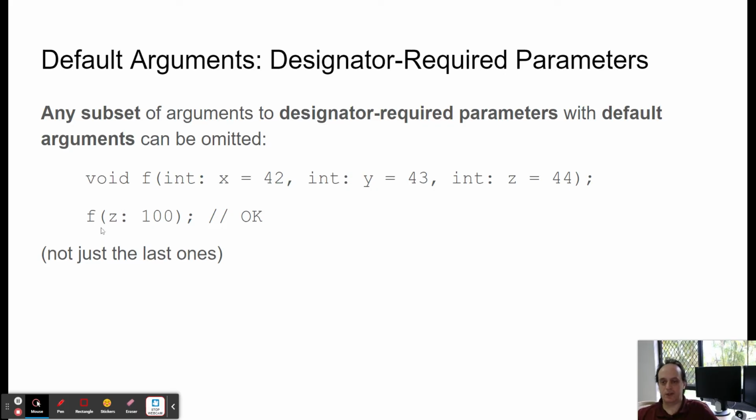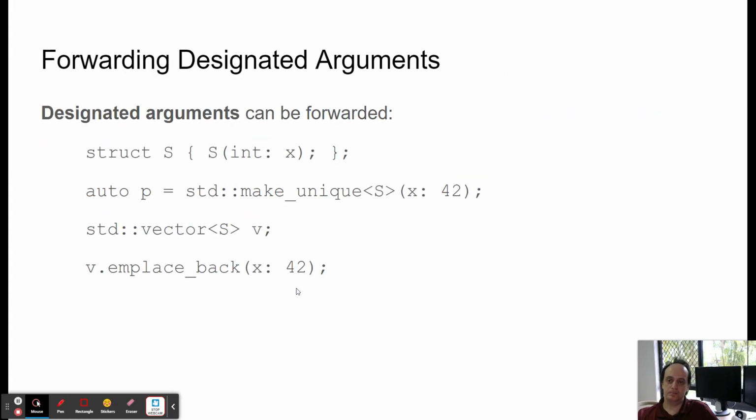Yeah, similar to the introductory example. This designated argument z is setting the last parameter here and then defaulting the first two. Normally we couldn't do that with positional arguments and parameters. Okay, so forwarding designated arguments. Right. So designated arguments can be forwarded.